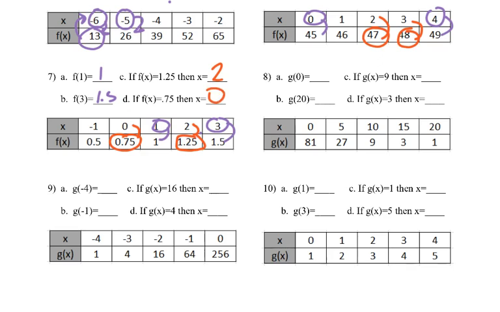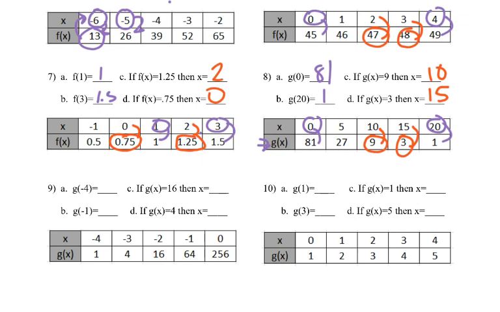G of 0, okay, notice it's G now instead of F. Still works the same. Would be 81. And G of 20 would be 1. G of x equals 9, so that's the output. It gives us an input of 10. G of x equals 3, range of 3 gives us a domain of 15.